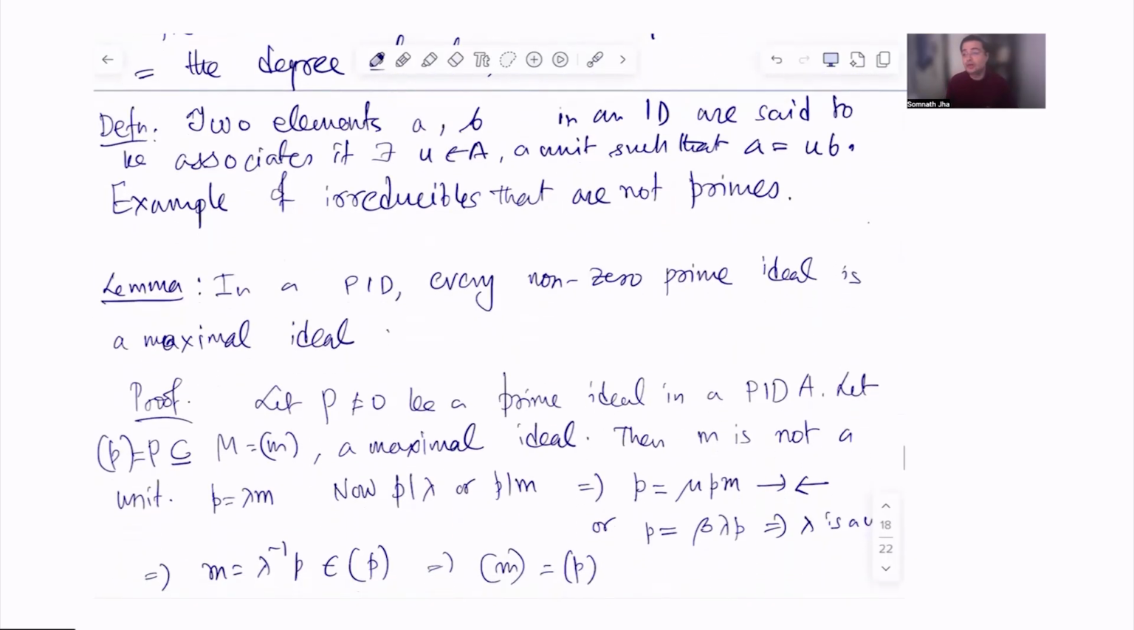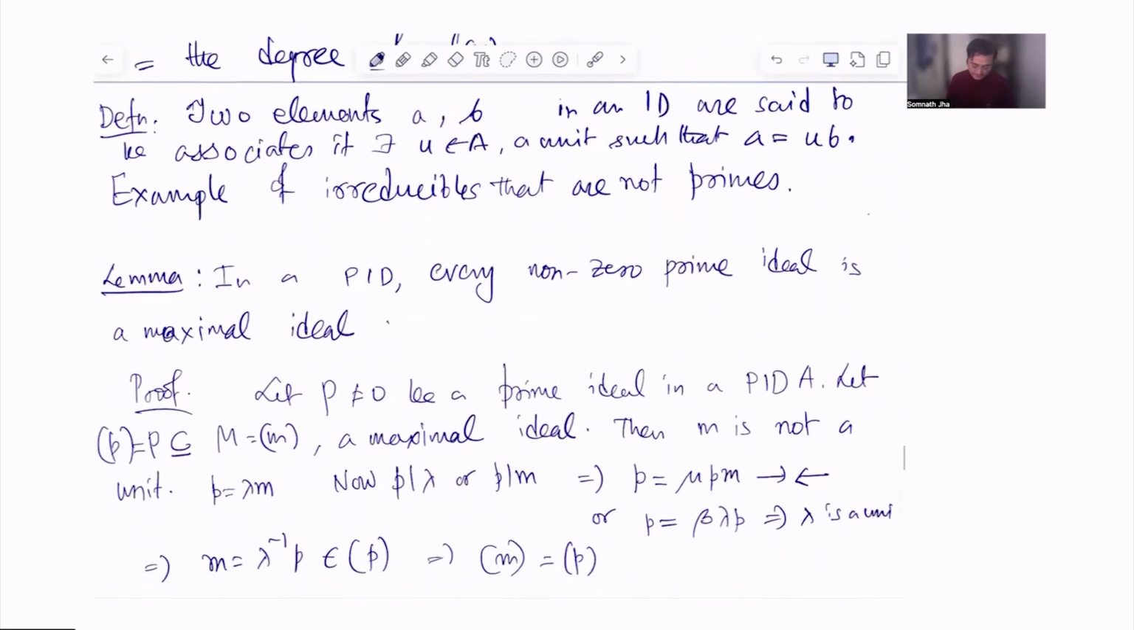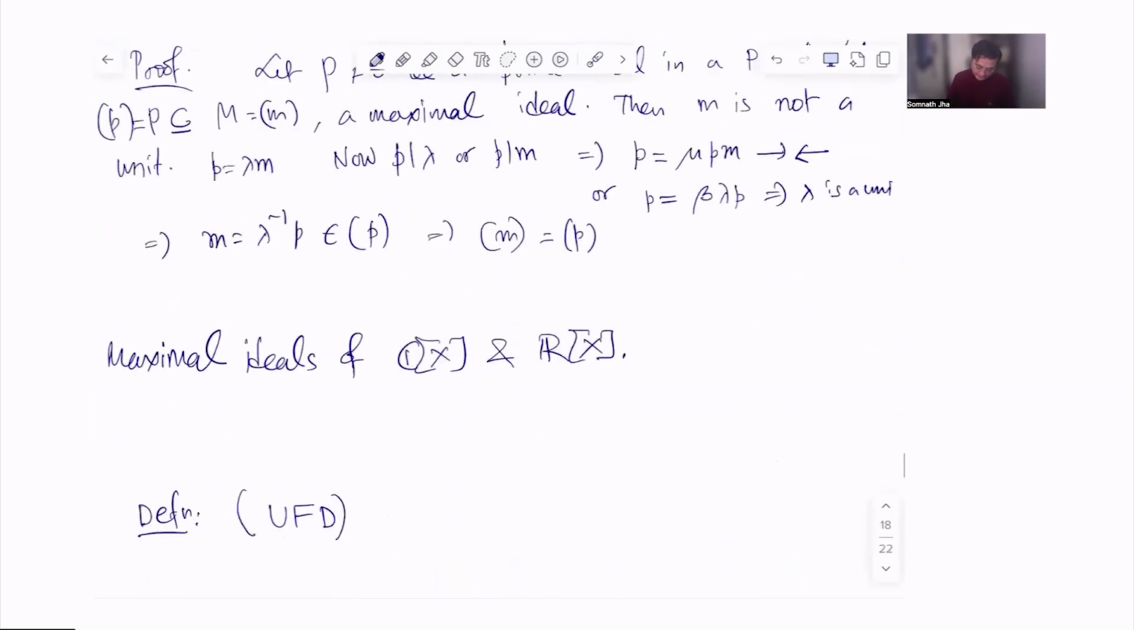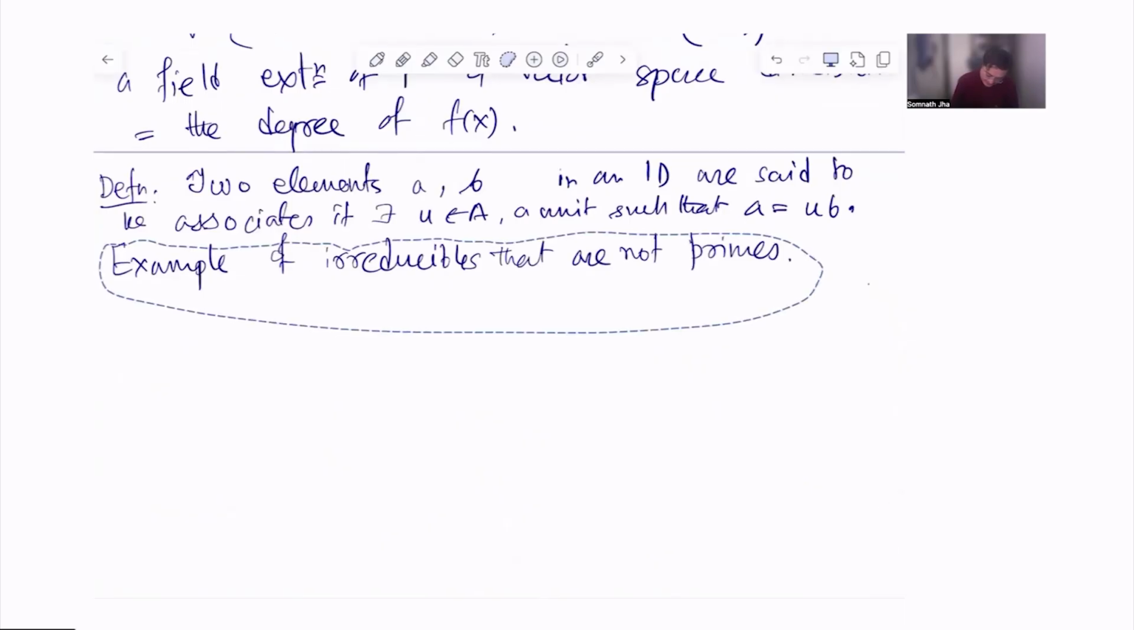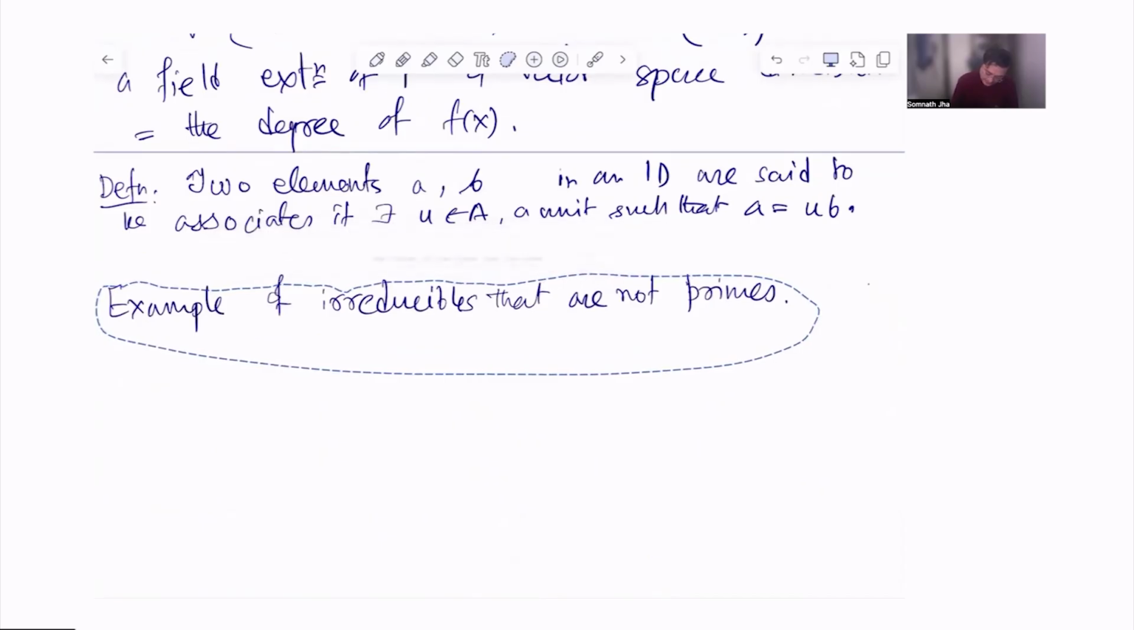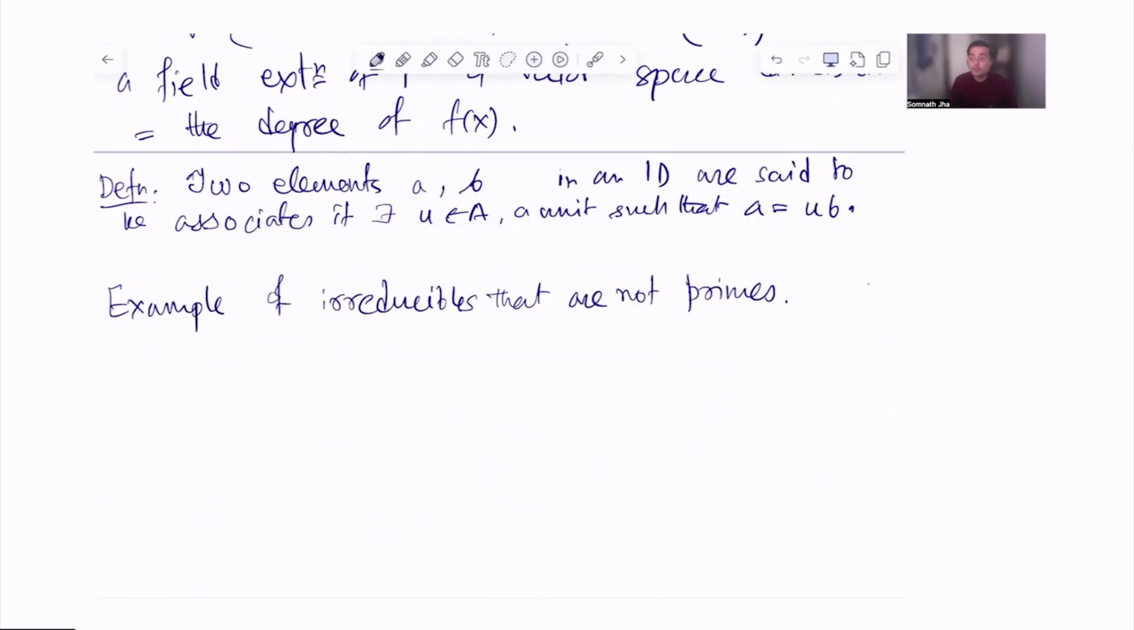Maybe I'll discuss this. It's not true that in every integral domain irreducibles are primes. So let me discuss an example of that. Now with this definition, two elements are said to be associate if they differ by a unit. Now we are ready to give an example of irreducibles that are not prime.